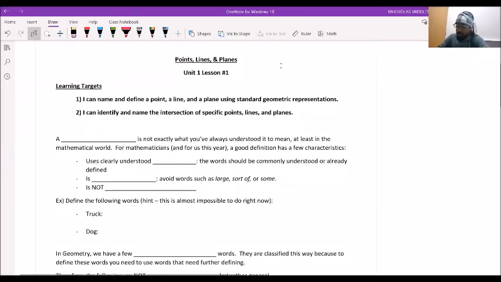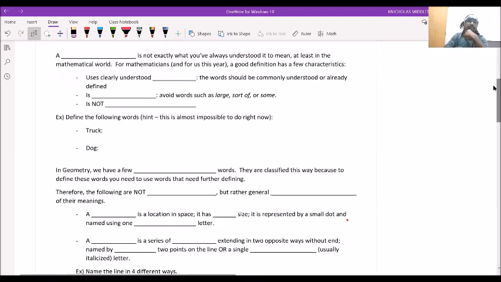Mr. Milton here. Today we are going to look at points, lines, and planes for our first lesson of the year. At the end of this lesson, you should be able to name and define a point, a line, and a plane using standard geometric representations. And you should also be able to identify and name intersections of specific points, lines, and planes.